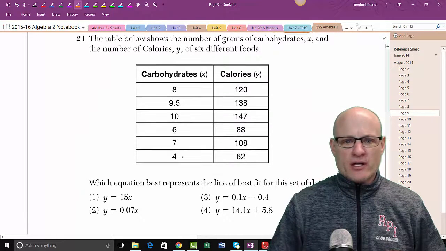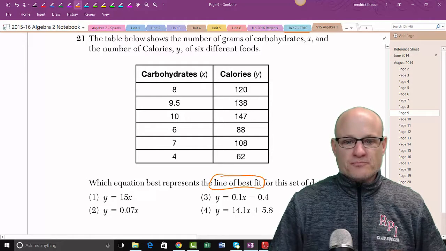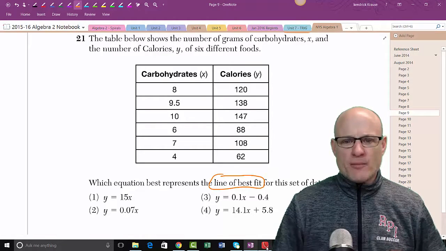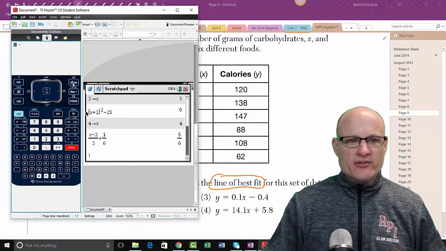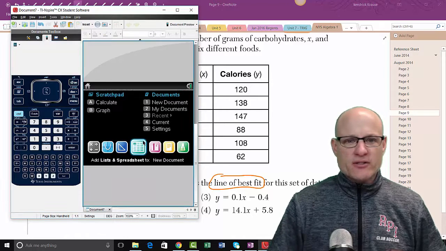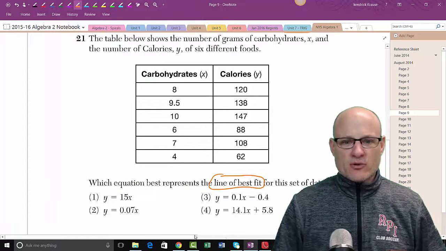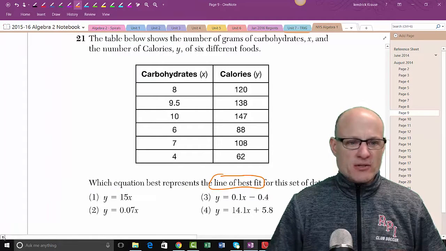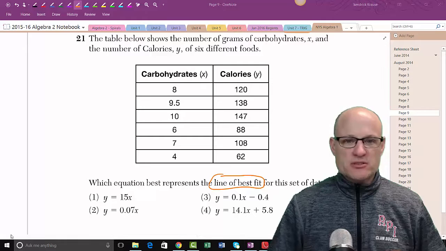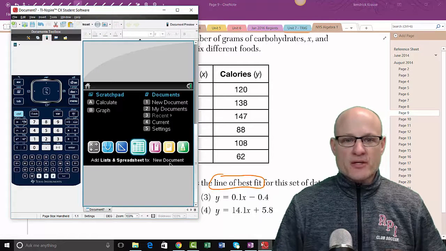What do I need here? The equation for the line of best fit. So I have to do some analysis. So I need to go into statistics. I wonder if I can get this to move over just slightly. Come on, let me go over there. Come on, you jerk. Okay.